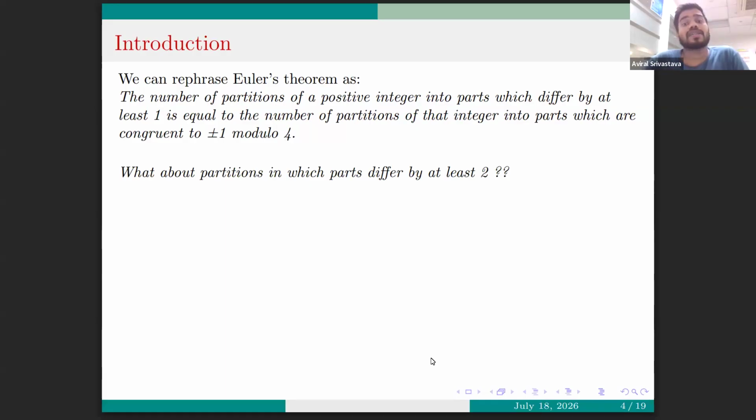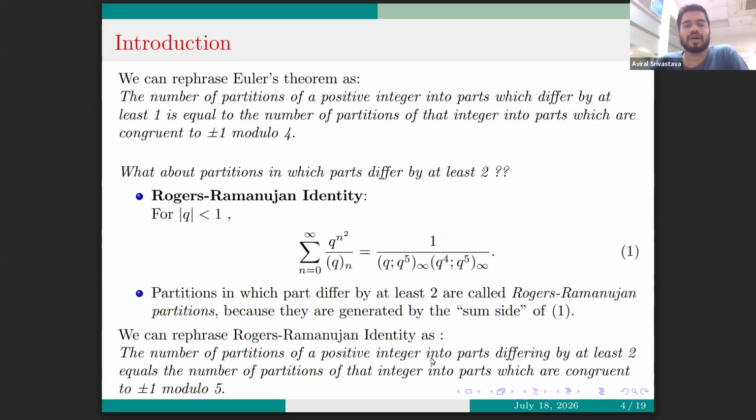Now what about the partitions in which parts differ by at least 2? Do we have a similar kind of theorem or analog? We actually have. That is the Rogers-Ramanujan identity, a sum-to-product identity that is very well known. If you see the left-hand side of this identity, although I will not prove it, the sum side actually generates the number of partitions such that the gap is at least 2.